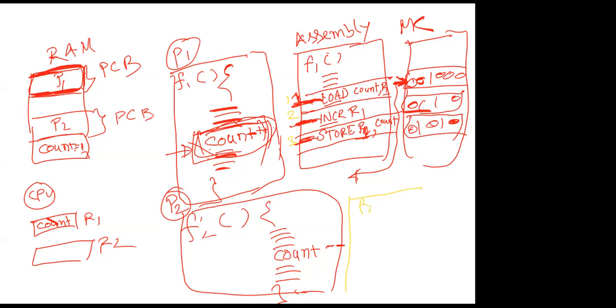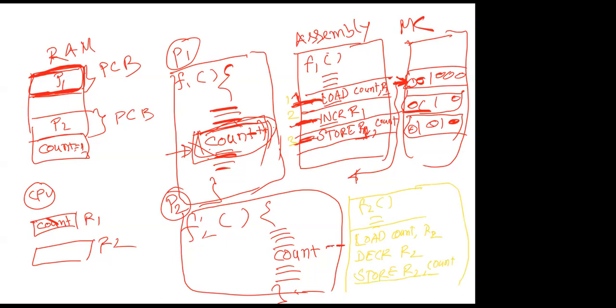If it is F2, then in the F2 function, of course there is some line, and the first time what it will do is load the count value into a different register, R2, then decrement R2 with DECR, and then store this R2 into the count variable. Okay, these are the 3 lines you need to write.